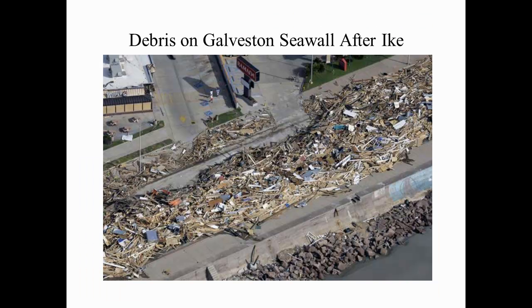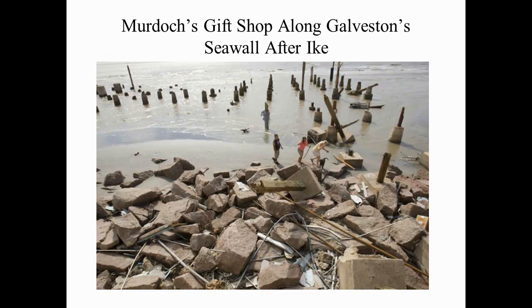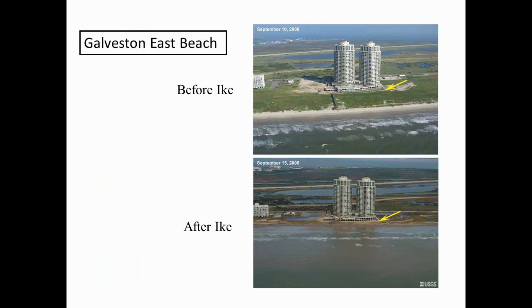And of course, here we have the debris on the Galveston seawall after Ike. If you look ahead of the seawall, Gulfward of the seawall, all of the beach disappeared. And what's more, all that debris on Seawall Boulevard were the piers and the offshore structures that were completely destroyed, as for example Murdoch's gift shop right after Ike.